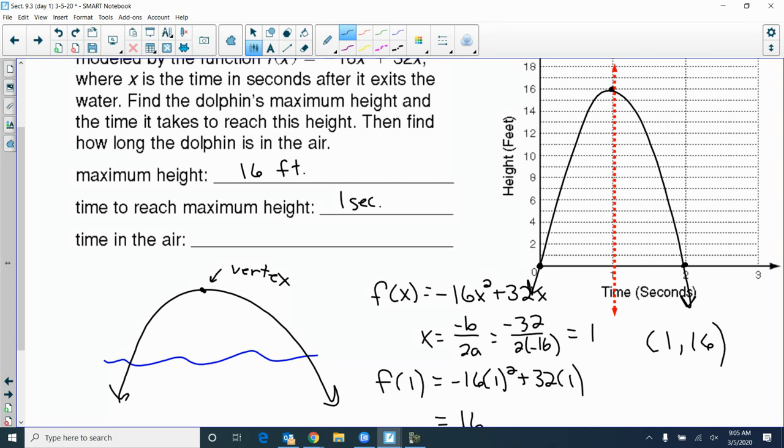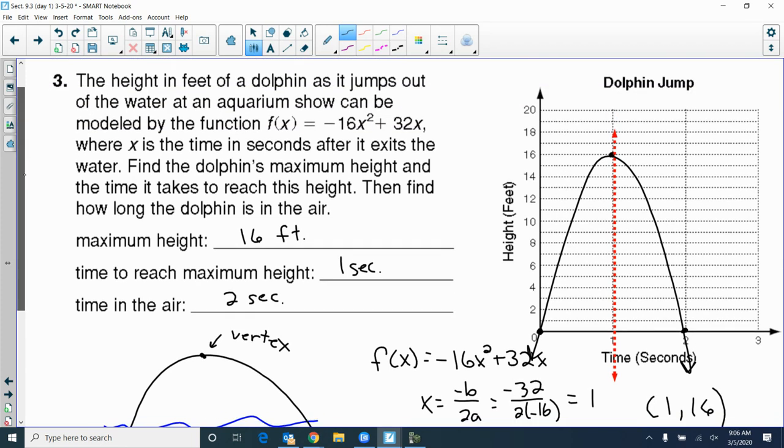All right, how do I answer that last question? What is the total time the dolphin's in the air? 2 seconds. Now, theoretically, we didn't even need to graph this. If you understand what's going on, you can find the vertex. It takes half the time to get to the vertex, and then it'll take the second half to land. So if it takes 1 second to get to the vertex, it'll take another 1 second to land. It doesn't hurt to have that in front of you, but on some of the problems, you won't need it.